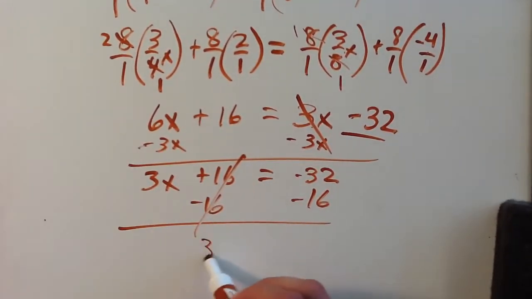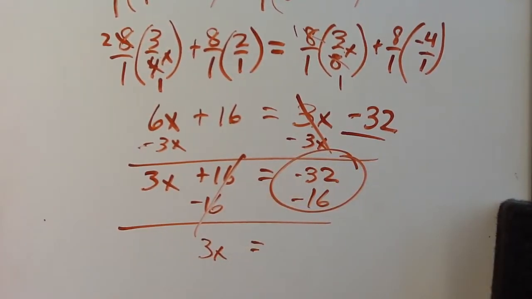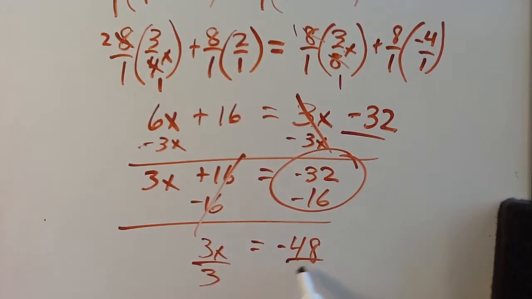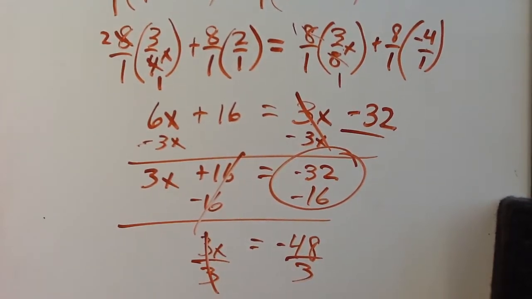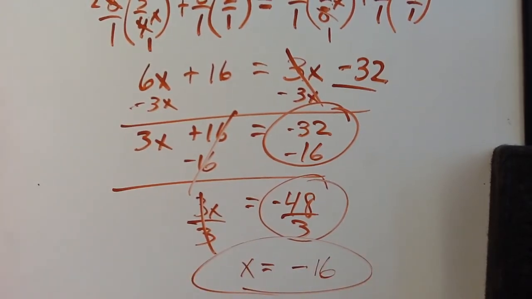So you're left with 3x equals, here you have two negative numbers. If you add two negative numbers, you add 32 plus 16 is 48, and you keep the sign, so keep the negative sign. Solve for x by dividing by the coefficient, that would be 3. Those 3's simplify, and so x is equal to negative 48 over 3. Different signs, negative. 48 divided by 3 is 16. So x is negative 16.